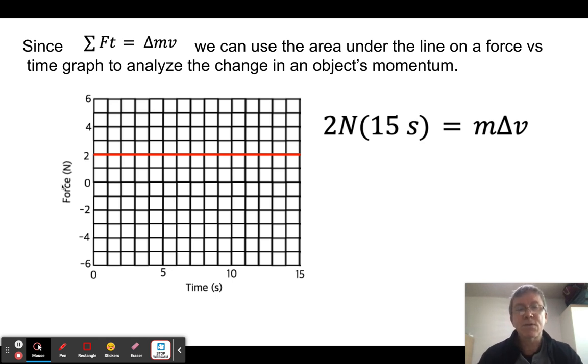So when I have a force graph, and we're always doing force versus time graphs, it tells me that if I take the area under the line, if I integrate that, it's going to tell me what the impulse is, what the change in momentum is. In this case, I have a force of 2 newtons acting for 15 seconds. Well, 2 times 15, that means I have 30 units of momentum change, a positive change of 30 kilogram meters per second. Or in this case, I could say newton seconds, but it works out to be the same thing as kilograms meters per second.